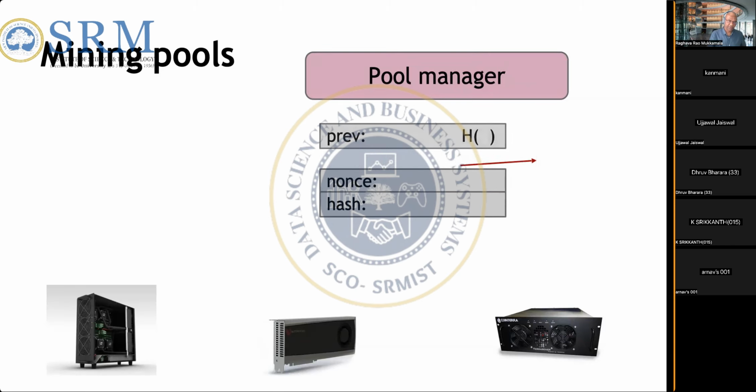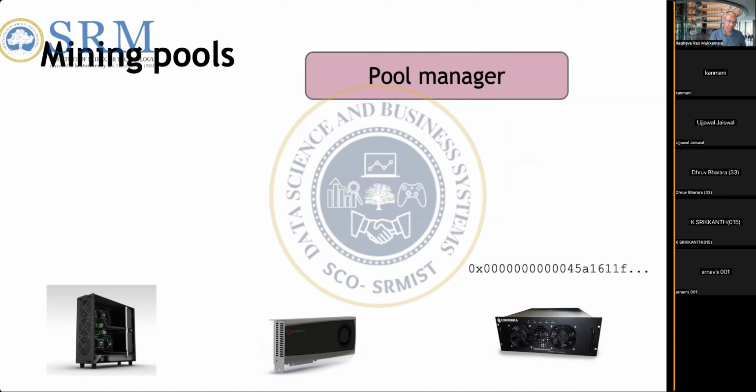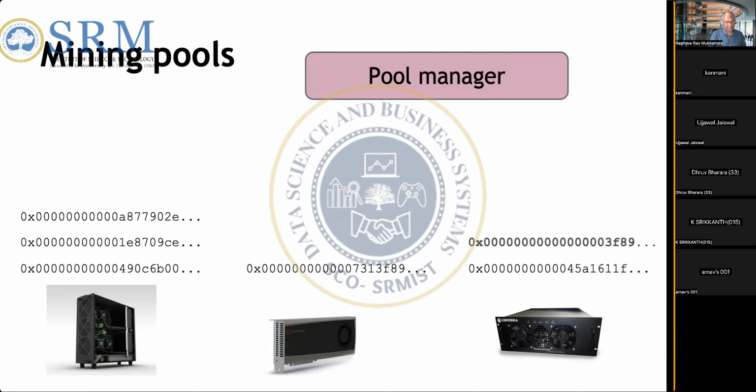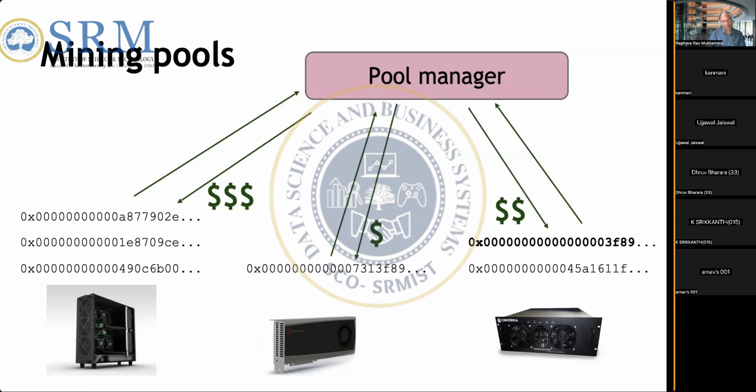So they put in the coin value and things like that, and then the pool manager distributes the block to everyone, and they try a number of hash trials. Let's say the block is found successfully, for example, this hash value satisfies the requirement. Then the money will be distributed in proportion to the amount of work they have done. For that they have to produce the hash values they have found.